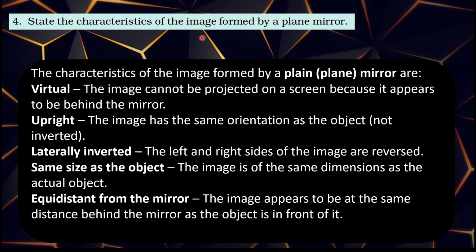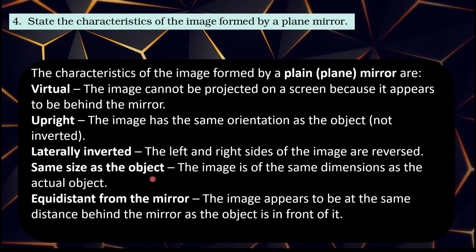Fourth one, state the characteristics of the image formed by a plane mirror. The characteristics of image formed by a plane mirror are: Virtual. The image cannot be projected on a screen because it appears to be behind the mirror. Upright. The image has the same orientation as the object, not inverted. Laterally inverted. The left and right sides of the image are reversed.